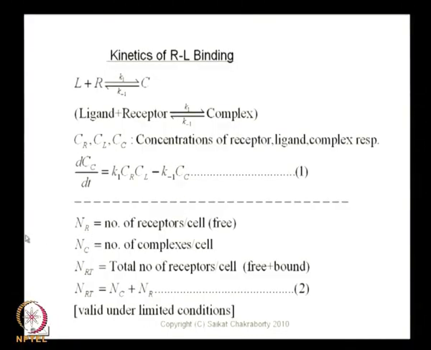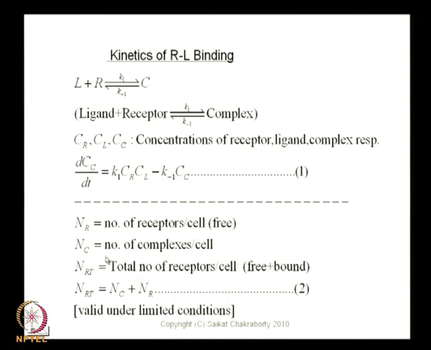Before we do that, let us very quickly go through what we did in the last class, because I hurried a little bit towards the end of the lecture. This is the kinetics that we looked at, L plus R giving C, the complex, and K1 and K minus 1 being the forward and the backward rate constants for the system. And this is how we wrote the basic balance equation for the complex. So, dC/dt equals the forward reaction K1 times Cr times Cl minus K minus 1 times Cc, if you remember it right.